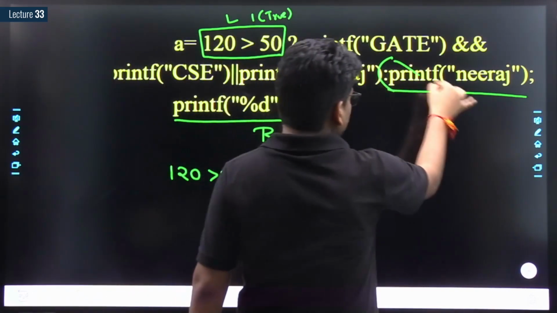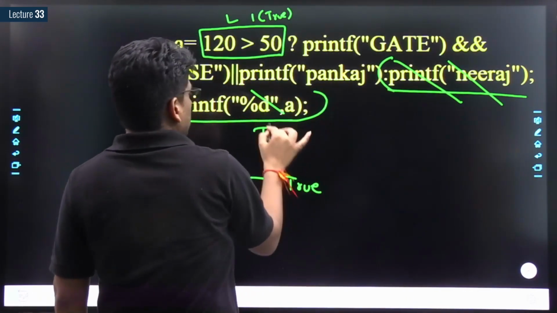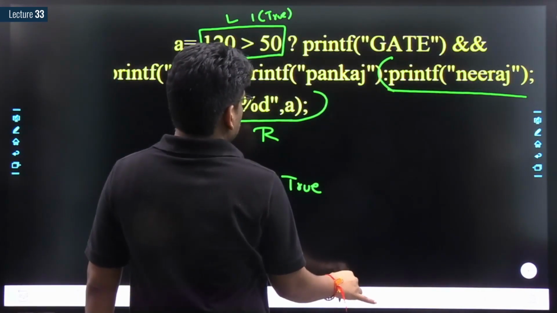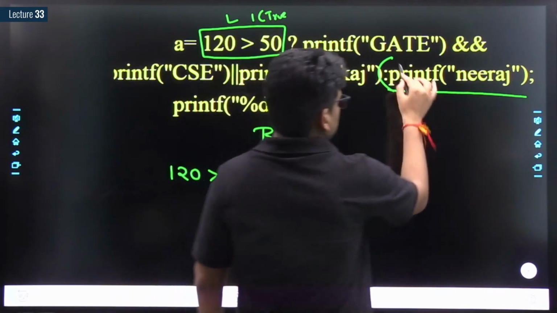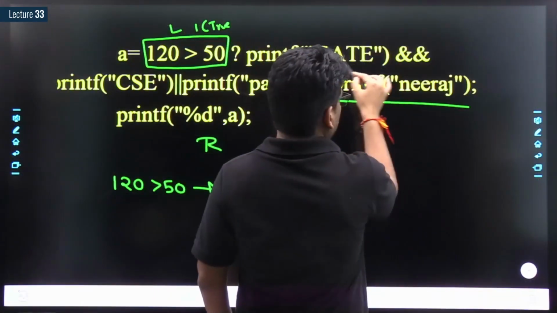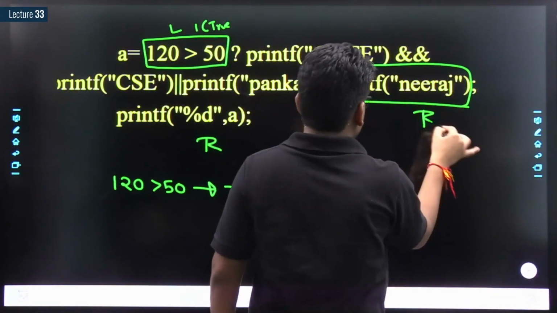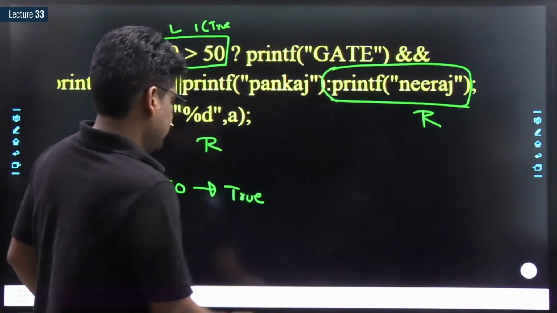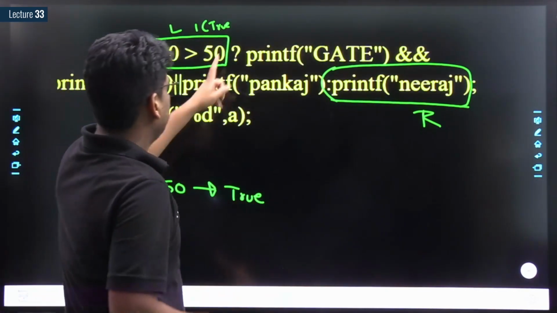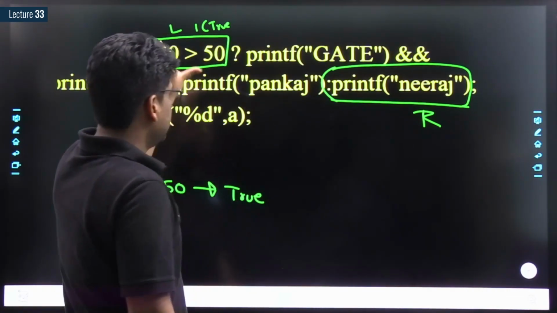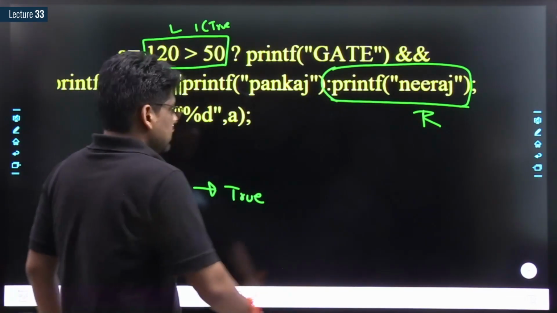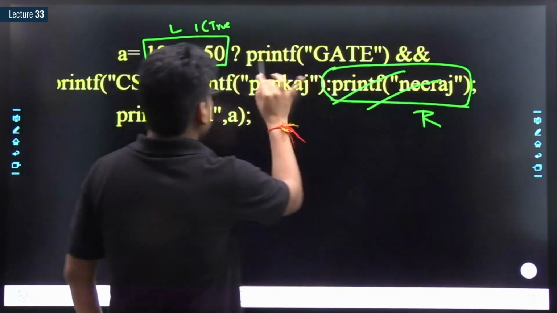So, do I need the right part? No, sir. The right part is only this printf. This is the right part. This is the left part. And from the question mark till this colon, this is the middle part. If it is true, the value of this entire expression is given by the middle part.